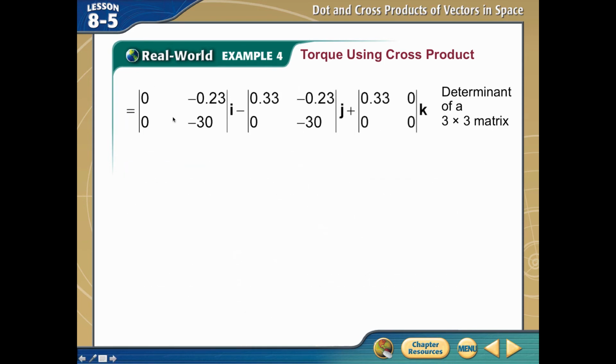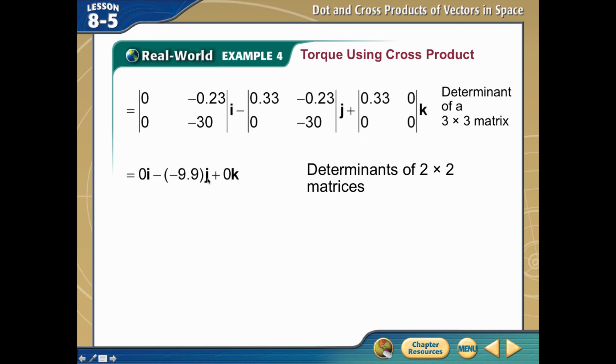Set it up in a cross product. 0 times negative 30 is 0 minus 0. 0 minus 0. So I and K are 0. That's looking good because J is what we expected. And this side, you'll see a lot of zeros when you do torque problems, which is great. So it's really 0.33 times negative 30. And because we've rounded here, it's 0.99. It's pretty close to 10.